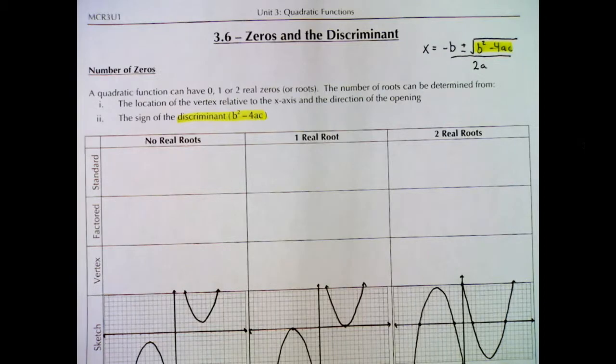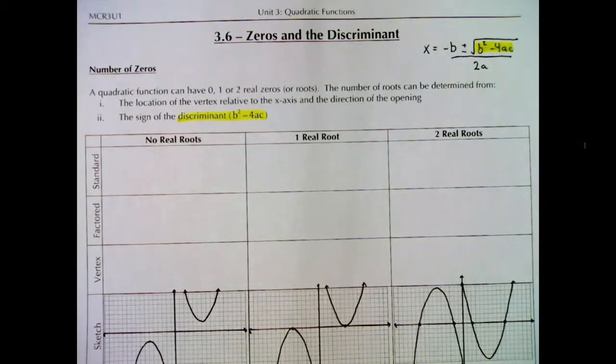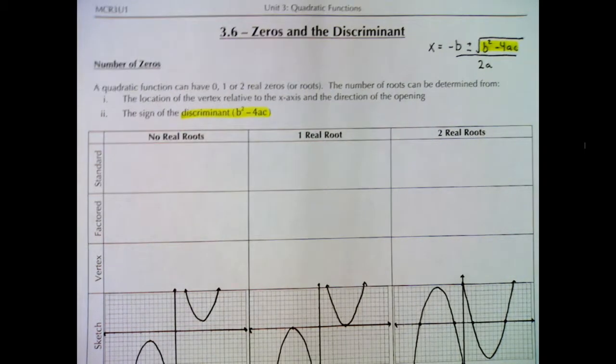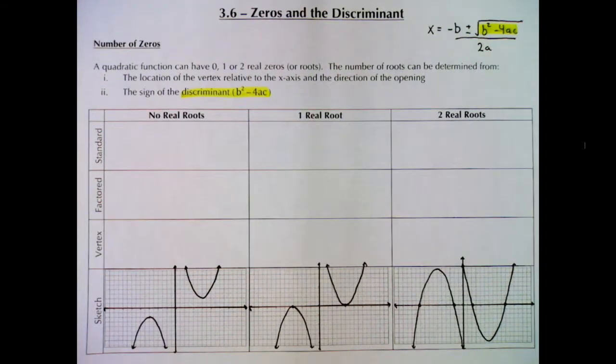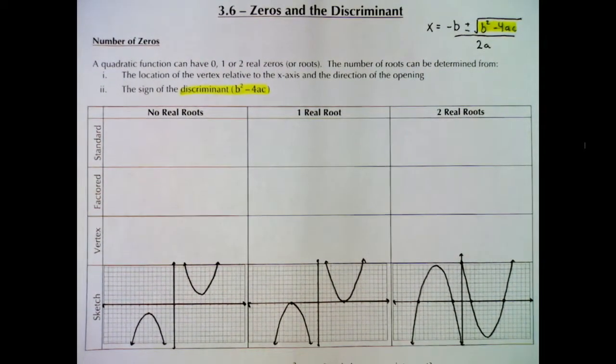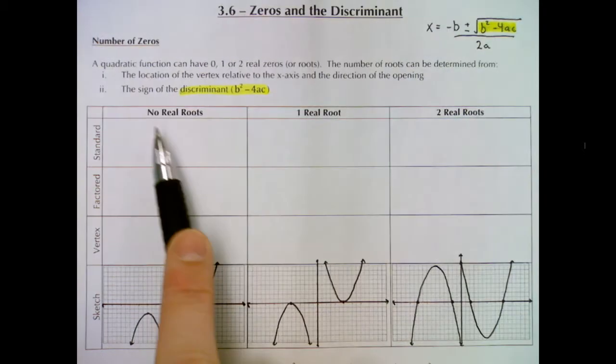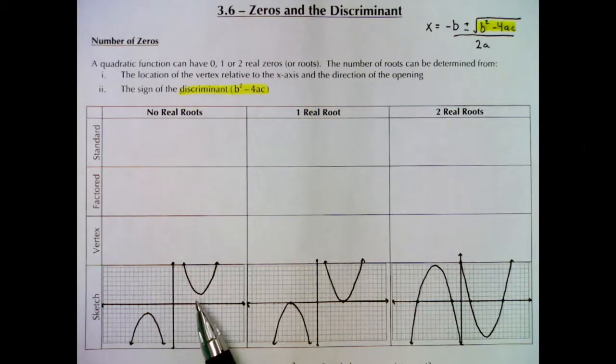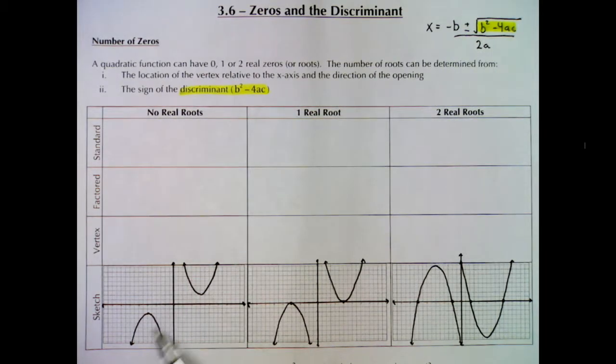How does that relate to x-intercepts of a quadratic? Well, if we were solving the equation of a quadratic function, we would be finding the zeros or the x-intercepts, potentially. And in the case of no real roots, that means we would have a parabola that would look like this. It wouldn't cross the x-axis. It'd either be above and open up, or it'd be below and open down.